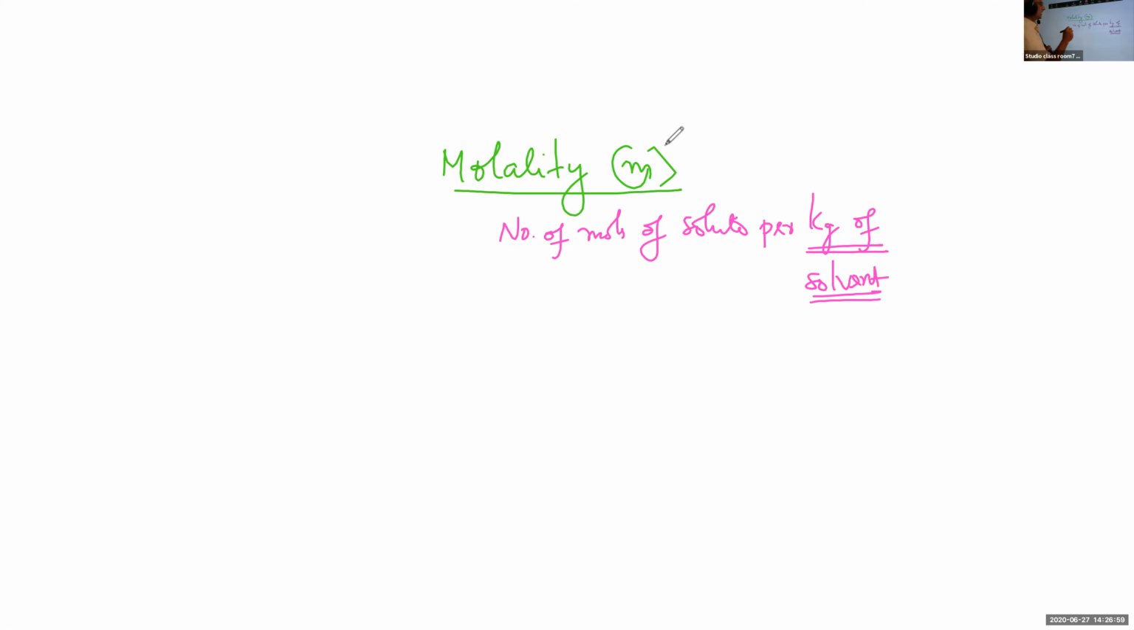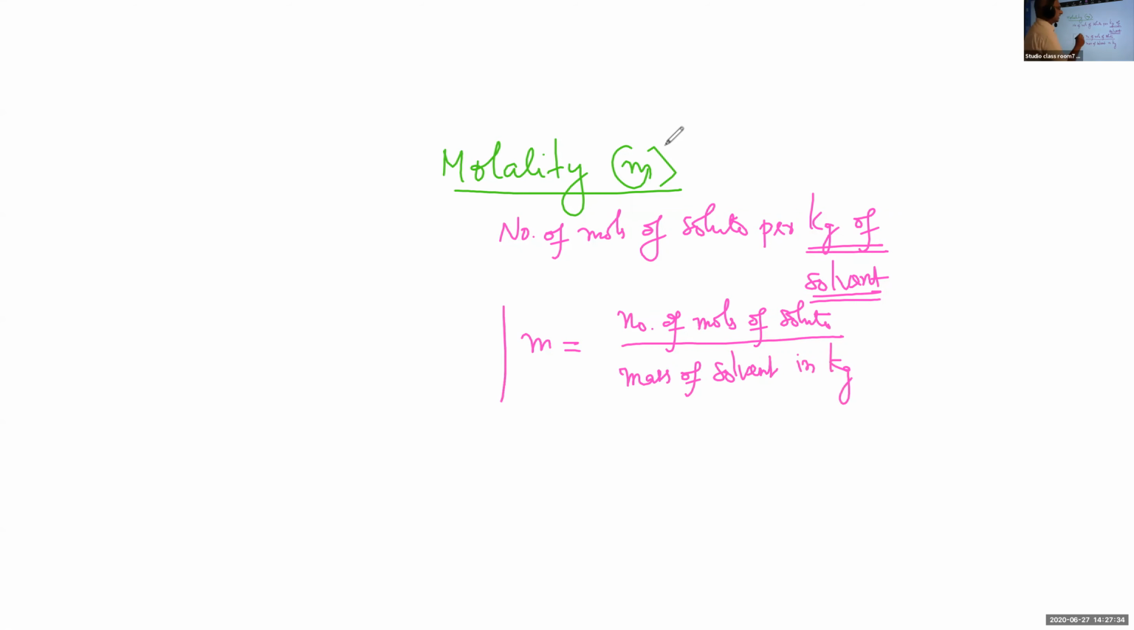So there is a relation to get the molality, small m. Molality m is equal to the number of moles of the solute per kilogram of the solvent. So, number of moles of solute by mass of solvent in kilogram. That is the equation used, and that will give you the molality of the solution.